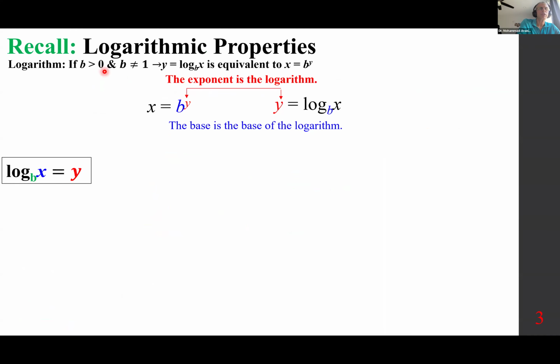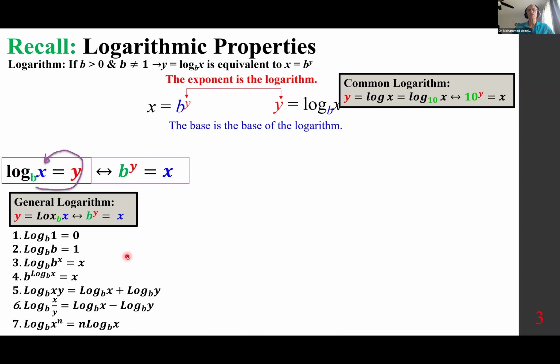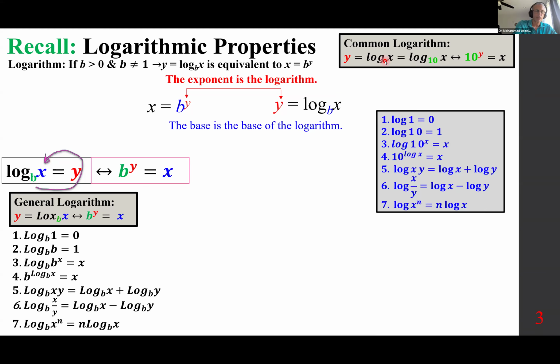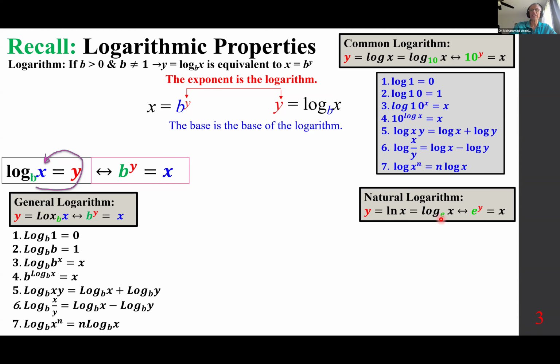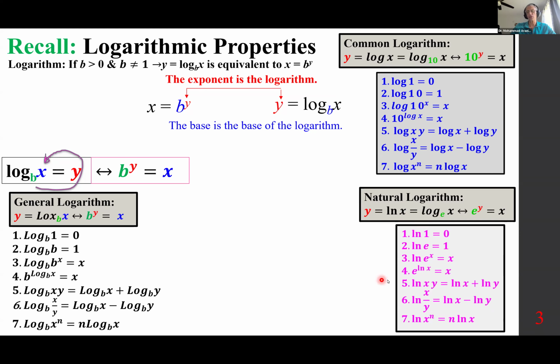Logarithmic properties: if b is larger than 0 and b is not equal to 1, then log x base b equals y, with the arrow, is equivalent to b to the power of y equals x. This is easy to follow with this arrow, and therefore it gives rise to a lot of logarithmic properties that you should be comfortable with. If the base is 10, we call it common log, and we don't write 10, we just write log. And these are the properties. If the base is e, we write ln x. These are the properties coming from the general form.